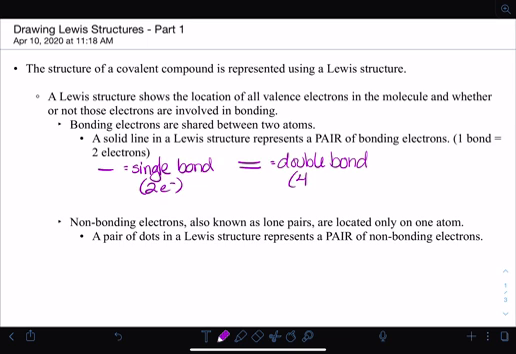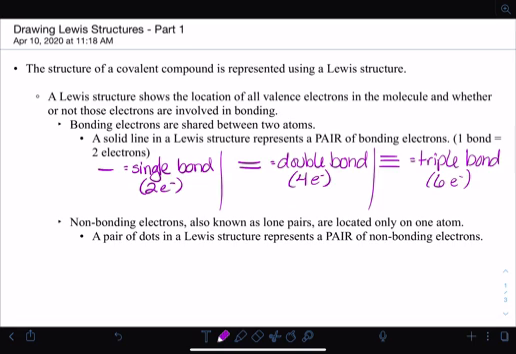Each bond is two electrons, so if we have two bonds, that's four. And three lines is a triple bond, and that's as high as it goes. Triple bonds contain a total of 6 electrons. So each line represents 2 electrons, and that's important to remember going forward.